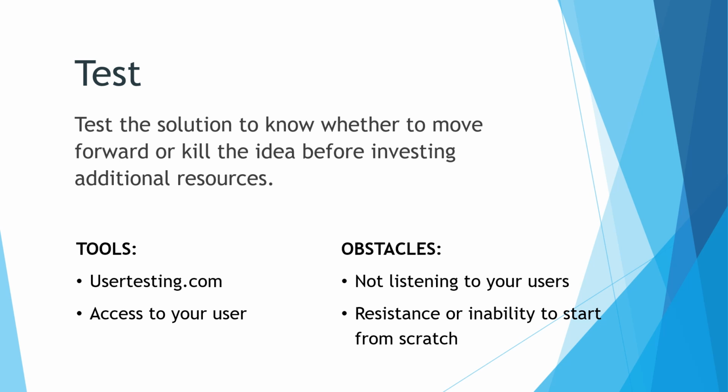The tools that we use during this phase: there's a website called usertesting.com that gives us access to the type of users that we're trying to target for whatever the app or website is that we're testing. Or if you have direct access to your users, then you would utilize them to actually do your testing.